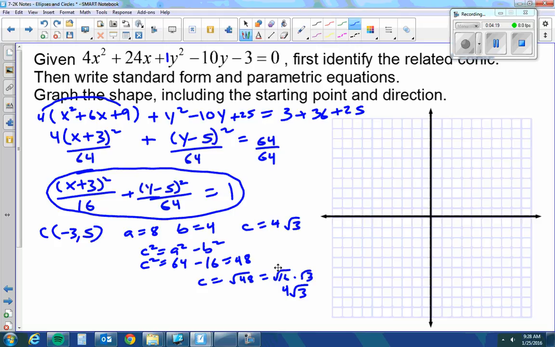All right, let's draw this thing. Negative 3, 5 is here. Once again, a means the distance from the center to the vertex, and it's vertical because it came from under the y. So you go 8 below and 8 above the center. 8 below is there. 8 above, you just have to estimate, it's like maybe there. And once again, those are your vertices, otherwise known as the endpoints of the major axis. b goes the other way, takes you to the endpoint of the minor axis. So you go 4 left and right. And you can draw your ellipse now.